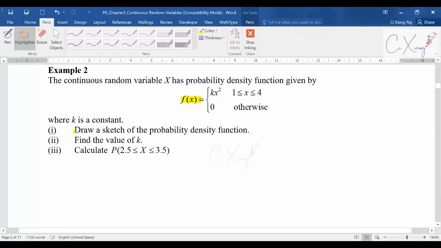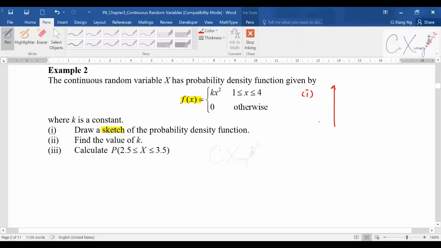Alright, so first they want to draw a sketch of the probability density function. So they want you to draw the graph. How can I draw the graph here? Again, you might need to apply the basic concept that you learned before in AS level. That means how you do a transformation or how you draw a basic curve.